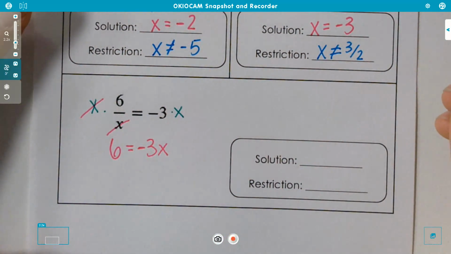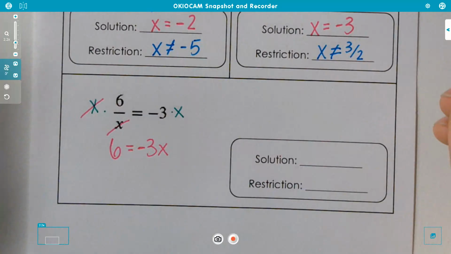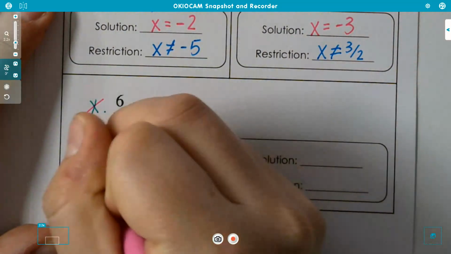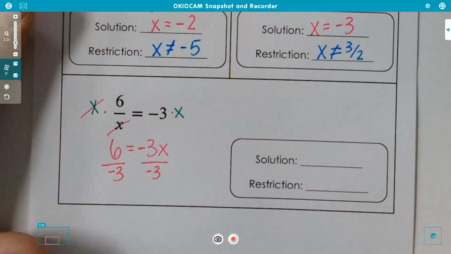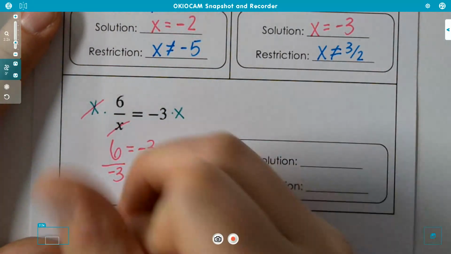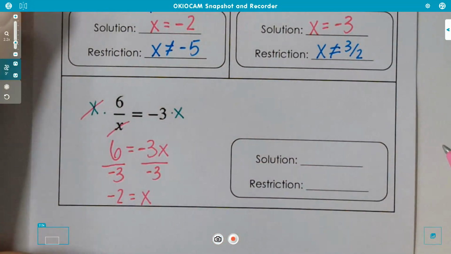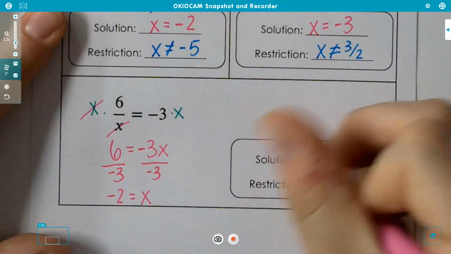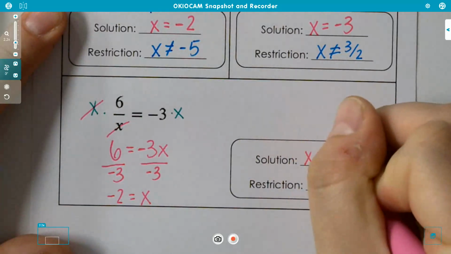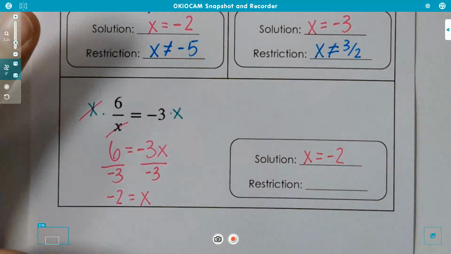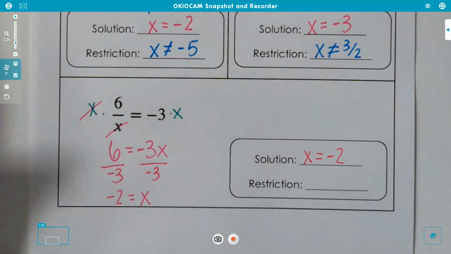And then it actually ends up being less work. It looks more complicated, but it's actually less complicated. Because now all we have to do is divide by negative 3. 6 divided by negative 3 is negative 2 equals x. X equals negative 2. Your answers on these will not always be negative. That is a complete coincidence, and a coincidence that we should probably fix for next year.